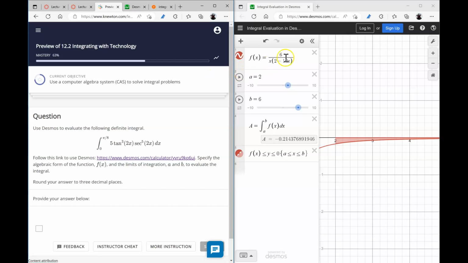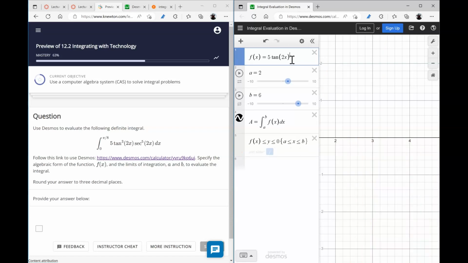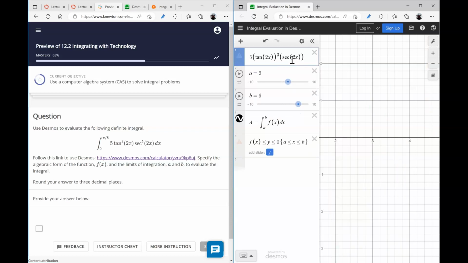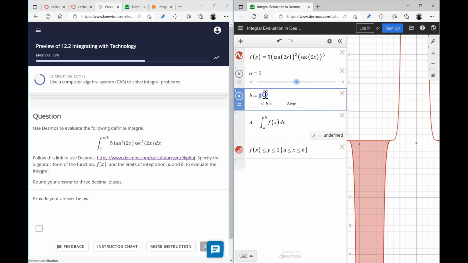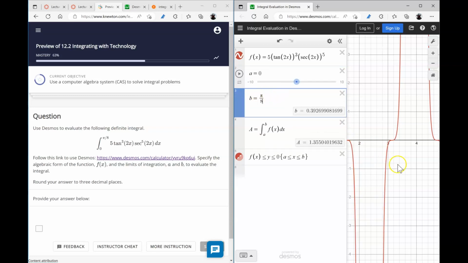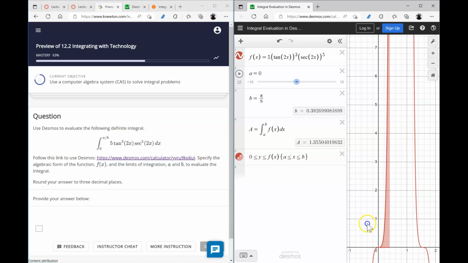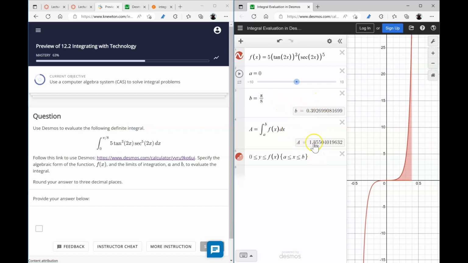Similar problem, we'll just use the same one. F of x is 5 tangent 2x to the power 3. I need to make sure that 3 is outside of the tangent. And here we have secant of 2x to the power 5. So that's my function. We're looking for the interval from 0 to pi over 8. Looks like the function from 0 to pi over 8. We may change this back. Right, so okay, there you go. So this is the interval. This is the region, the area of which we're finding. It's clearly positive. So the answer is 1.355.